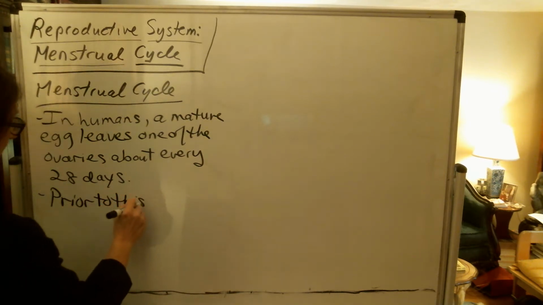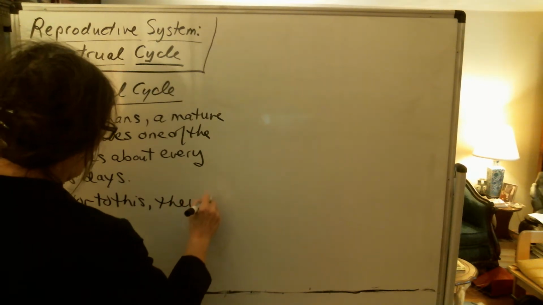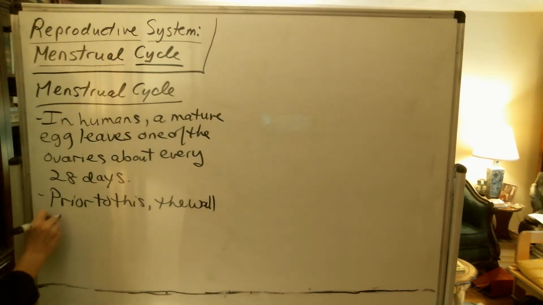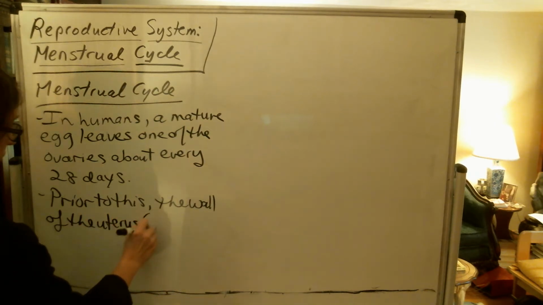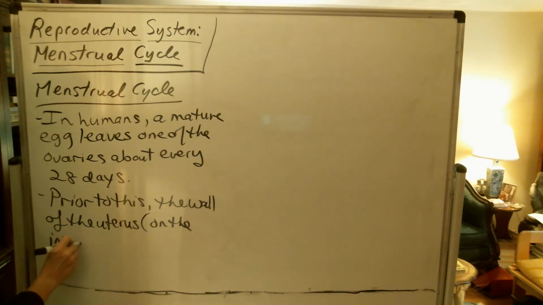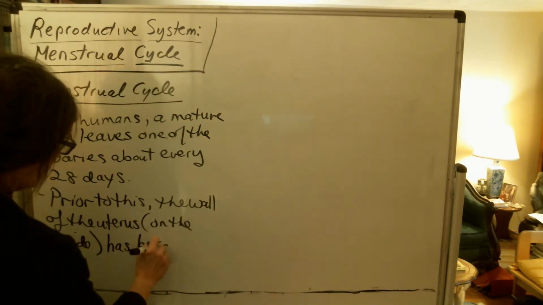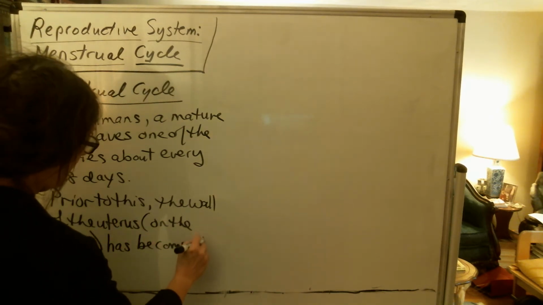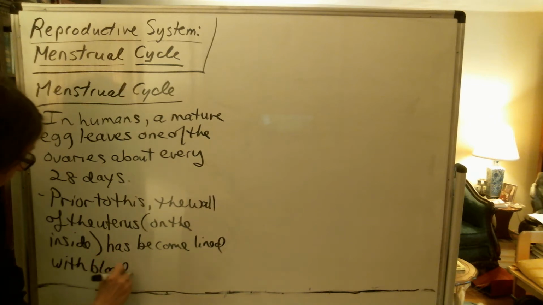And prior to this, the wall of the uterus, on the inside that is, has become lined with blood vessels.